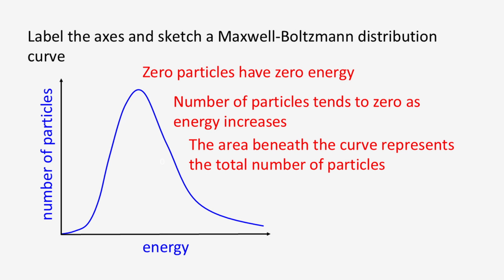The number of particles then rises with energy until a maximum is reached. This is the most common energy. The number of particles then decreases but never touches or crosses the x-axis. We say that the number of particles tends to 0. The area beneath the curve represents the total number of particles.